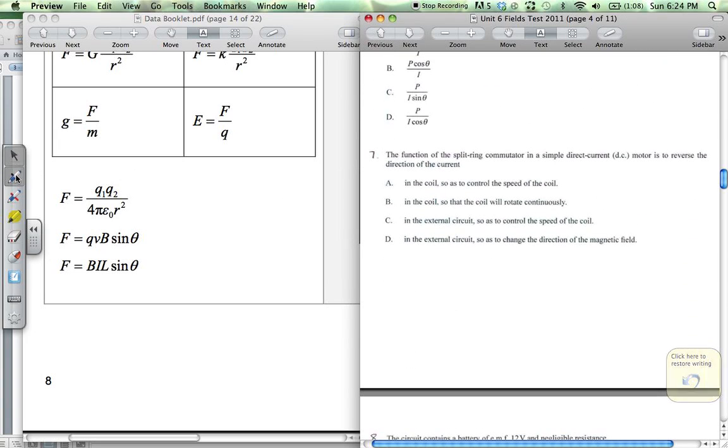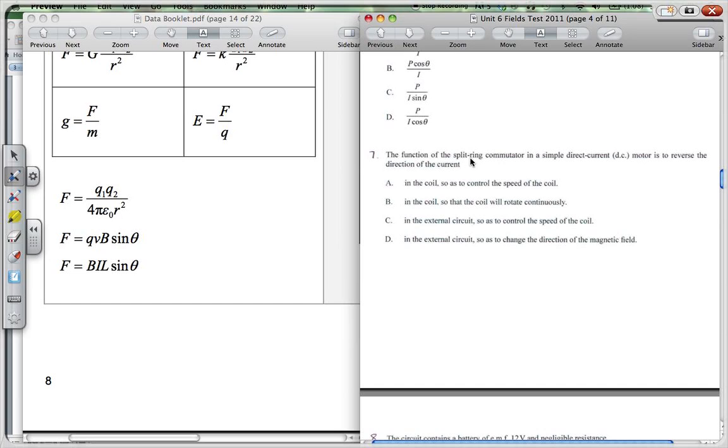Question 7, similar to another one we had before. The function of the split ring commutator in a simple direct current DC motor is to reverse the current direction in the coil, so to control the speed. It doesn't really control the speed, although it will have an influence, I suppose, overall on the speed. In the coil, so the coil will rotate continuously. This is correct. And it is in the coil. It's not in the external circuit, but it's actually in the coil between the magnetic field. So it's going to be B. This is correct.